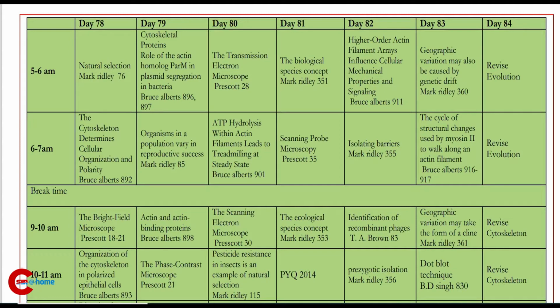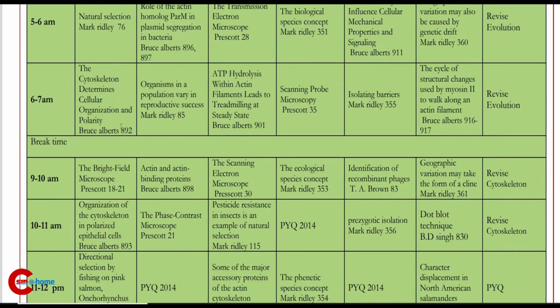Timetable for day 78 to day 84. Day 78. Morning 5 to 6 a.m., study evolution, natural selection. Which book to refer? Margaret Lee. 6 to 7 a.m., study cytoskeleton, Bruce Alberts. 9 to 10 a.m., microscope. 10 to 11 a.m., cytoskeleton, Bruce Alberts.